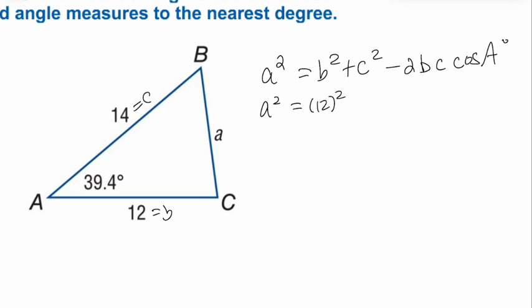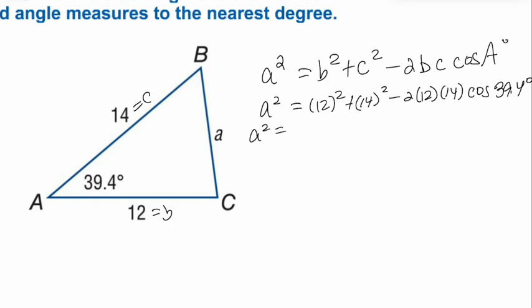C is 14. That's the one across from C. So put your 12 and 14 where they go. And in this case, we've been given angle A as 39.4 degrees. Now, the first example, when you are missing the angle, is the hardest one to compute. The one where you're missing a side across from an angle is actually a little nicer. Okay, so let's mathematically do what we've got to do.